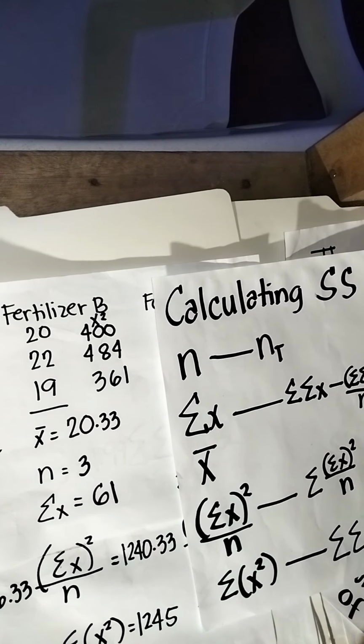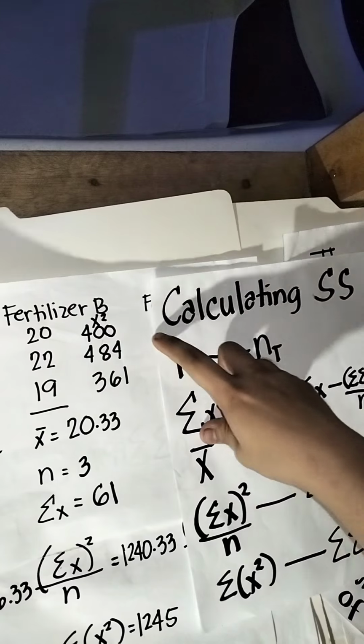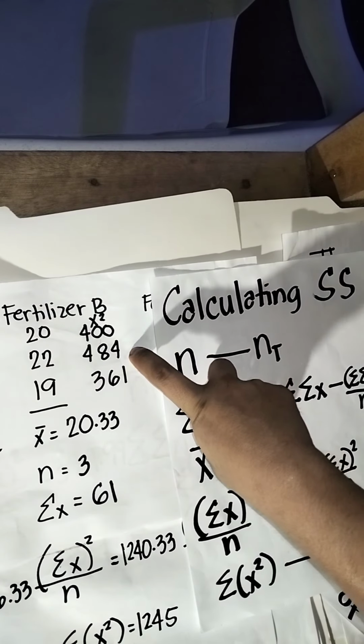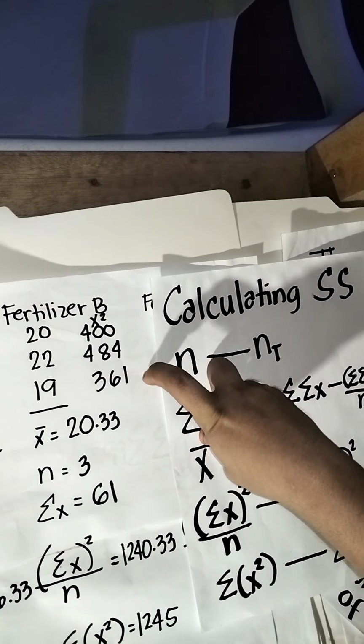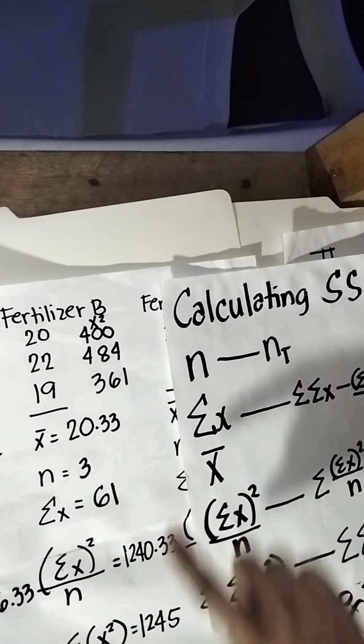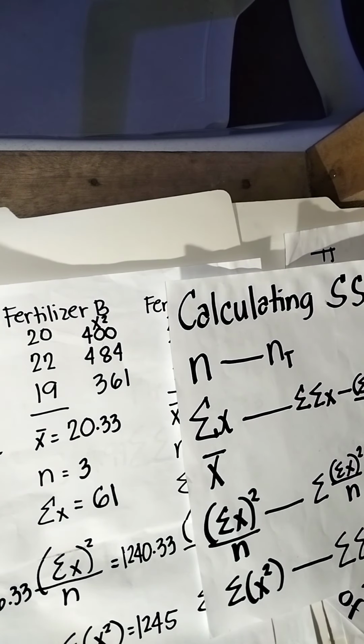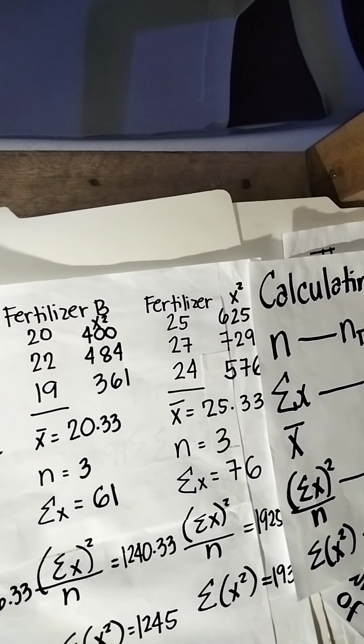So we get the summation of x squared. When we are getting the summation of x squared, we are just adding everything. So we have here 400, 484, and 361. So the result of the summation of x squared is just 1,245. Are we done? Not yet.